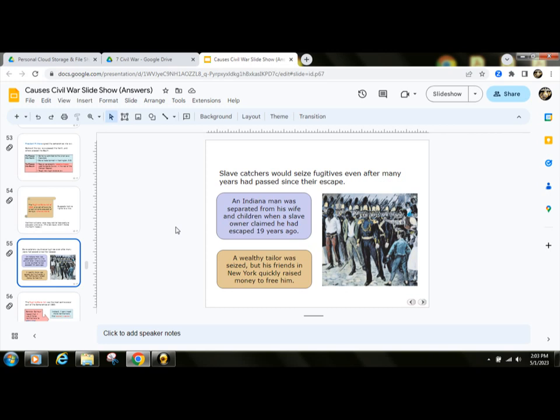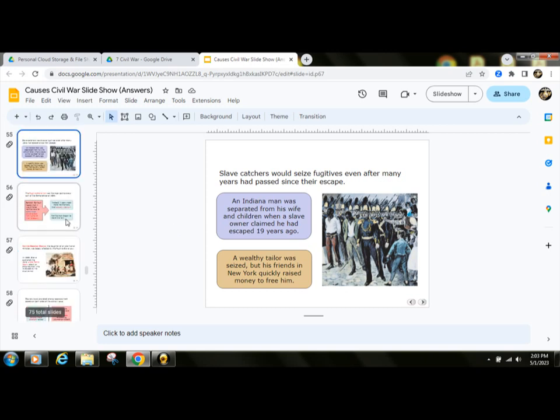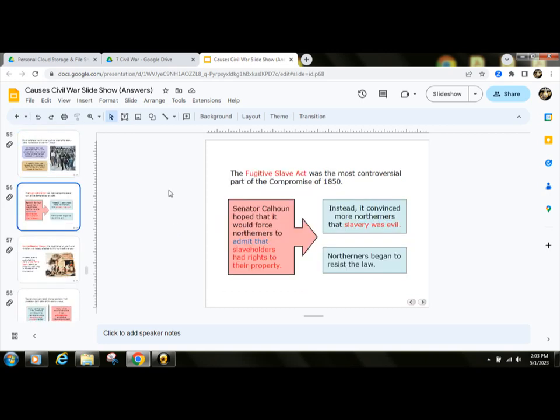An Indiana man was separated from his wife and children when a slave owner claimed he had escaped 19 years earlier. A wealthy tailor was seized, but his friends in New York quickly raised money to free him. So, again, there's a lot of how long could you pursue somebody? This just created tension. Again, the Fugitive Slave Act was the most controversial part of the Compromise of 1850.